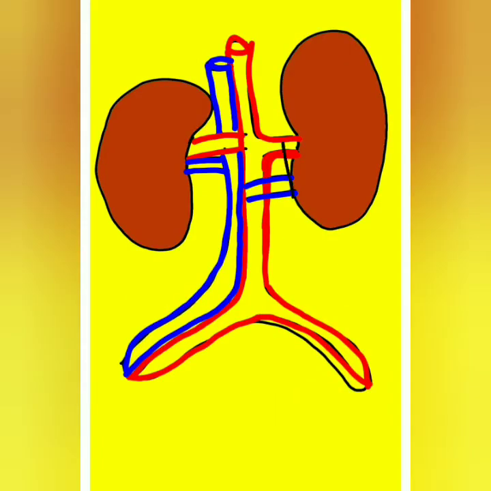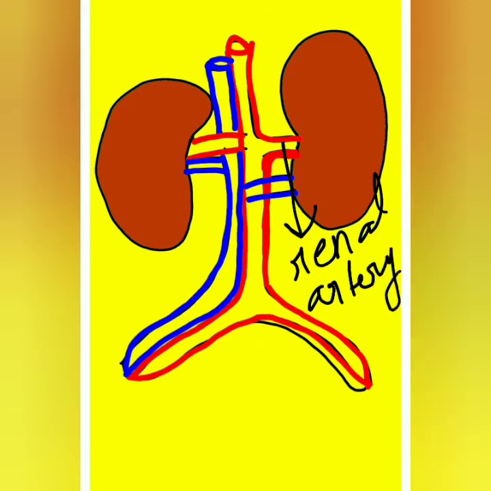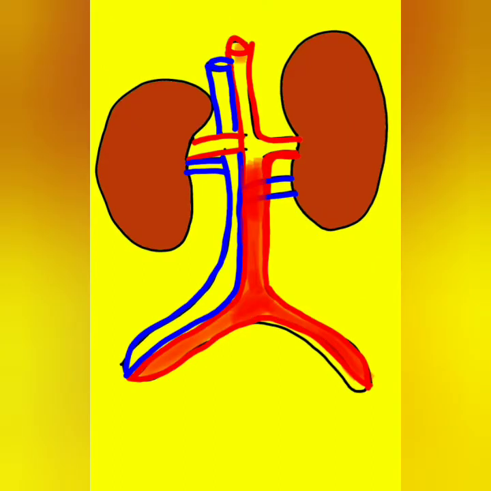So this renal artery is a branch of aorta, which brings in the blood carrying metabolic waste into the kidney.